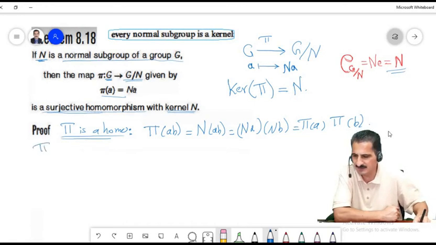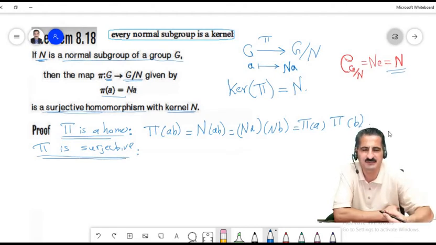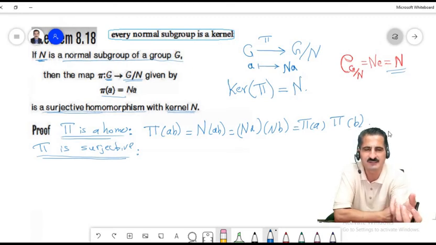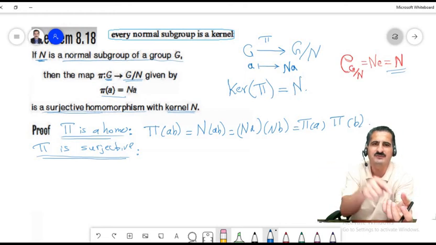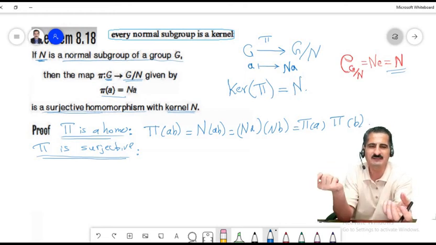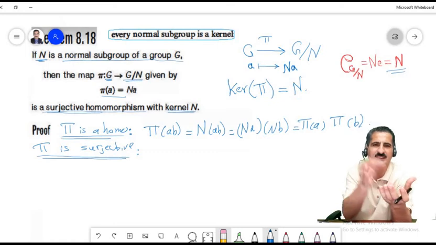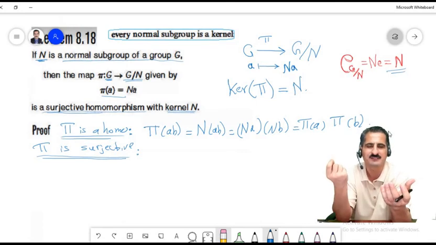Is this surjective? π is surjective. Let's prove it. We are cheating here again because we are sending an element to its coset. If we want to show it is surjective, just pick some coset and then find an element that goes to this coset. But we are sending elements to their own coset. So take that coset, take an element from inside it, and send it back. The element you have taken from inside it is the preimage.